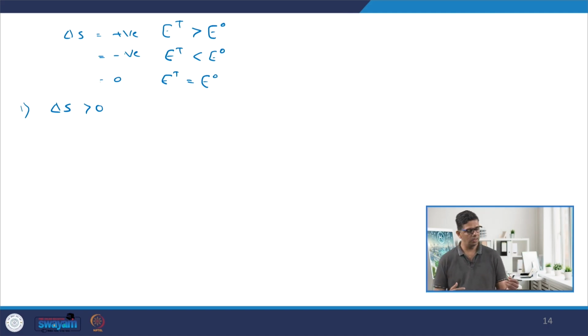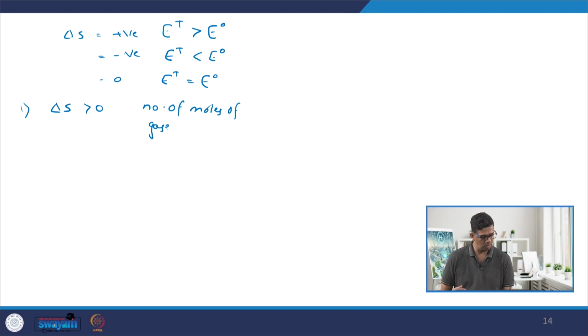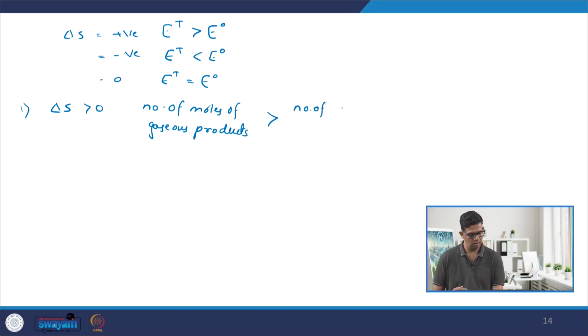So, that happens only when, or by and large it happens when the number of moles of gaseous products is greater than the number of moles of gaseous reactants. What does it mean?